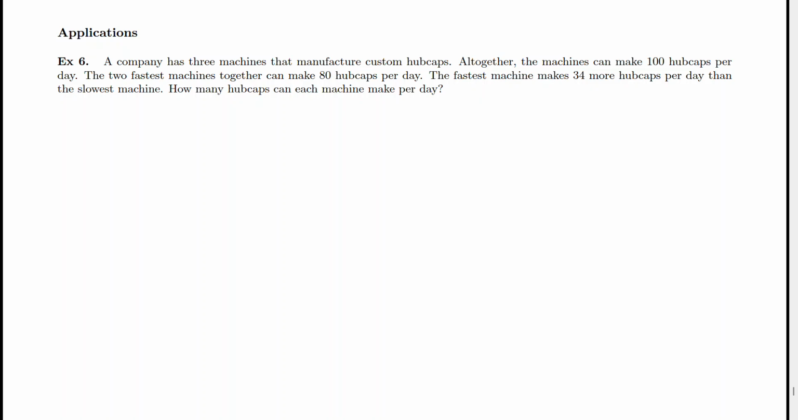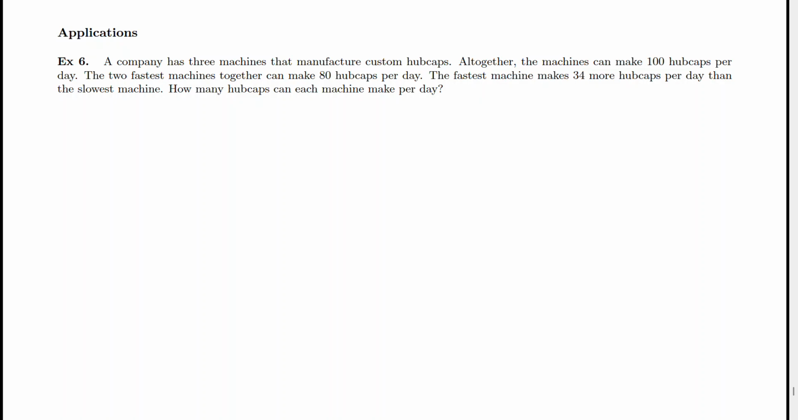And so finally, it's time for some applications. In example 6, we are told that a company has 3 machines that manufacture custom hubcaps. Altogether, the machines can produce 100 hubcaps per day. The 2 fastest machines together can make 80 hubcaps per day. The fastest machine makes 34 more per day than the slowest machine. How many hubcaps can each machine make per day?